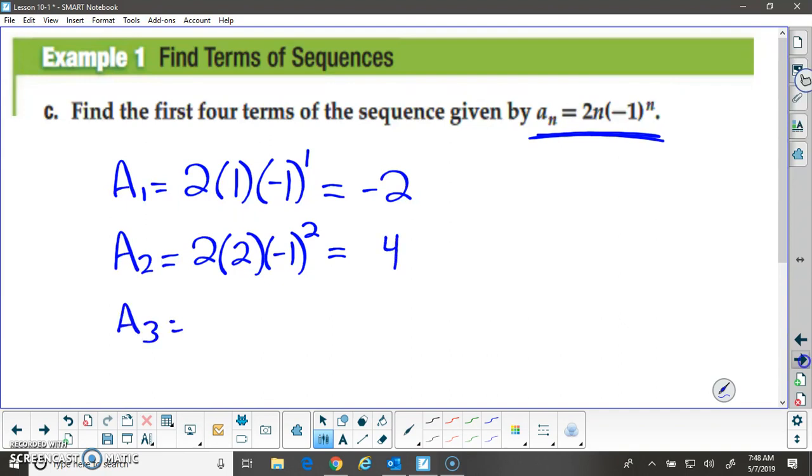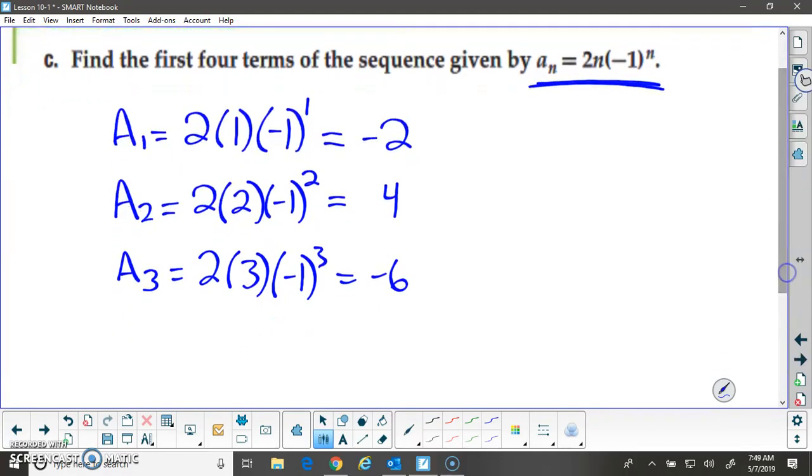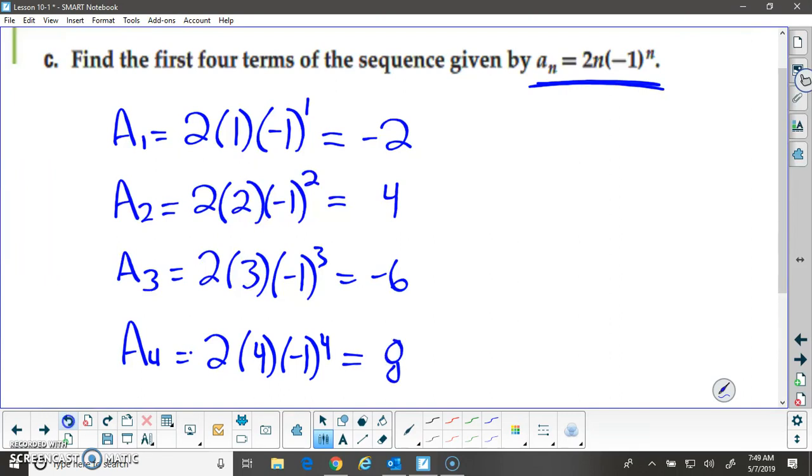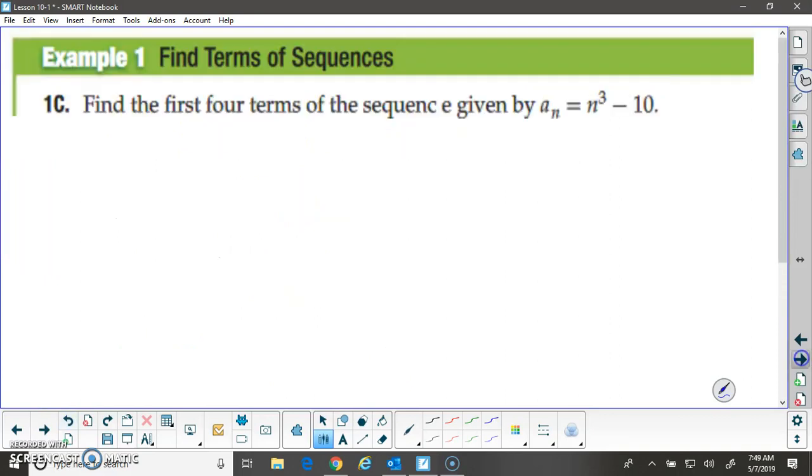We can find our third term by putting 3 in for n. And that would give us -6. And then we can find our fourth term by putting 4 in for n. And that would give us +8. So each sequence can be unique and different.